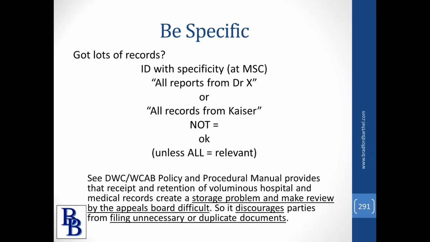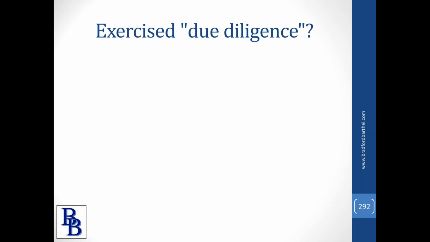Why is this? Well, we've got a WCAB policy and procedure manual that speaks directly to this. Storage problems. Say we don't have room for all these files. I thought we were going paperless. I thought we'd have space for everything, but apparently still paperless is using an awful lot of paper. Due to storage problems, they want us to limit the number of records that we provide, limited solely to that which is going to be used as evidence in the trial.